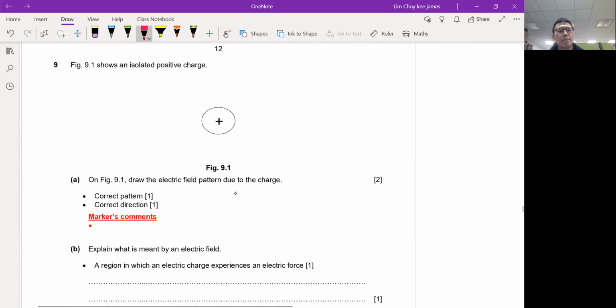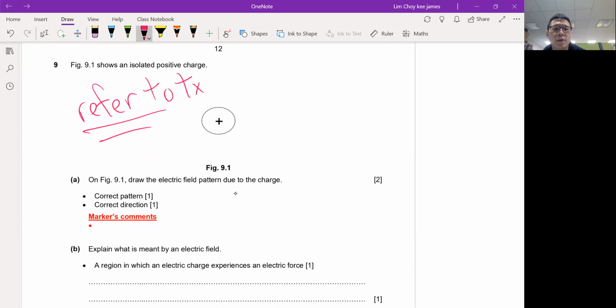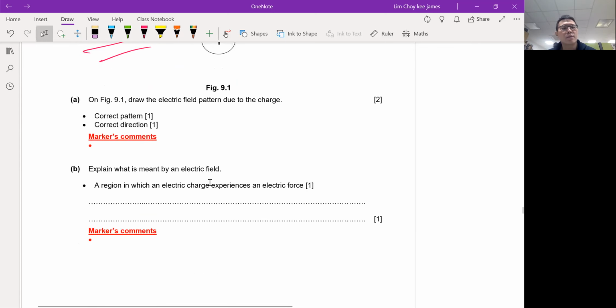Okay. Isolated charge. This one is a standard. This is electric charge. Refer to your textbook for the pattern. It's in the textbook. This is pure, I would say, just remember. So I will not spend too much time on it. Likewise for the definition. These two are giveaway questions for students. Just refer to the textbook, copy and paste, I would say.